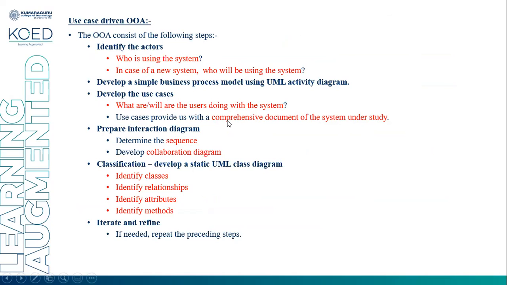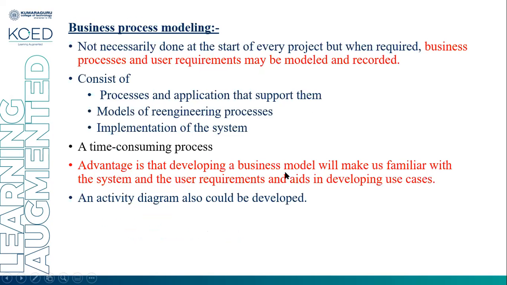Interaction diagram: develop a sequence diagram and a collaboration diagram. Classification: develop a static UML class diagram. In this, identify the classes, the relationships, the attributes, and the methods, then iterate and refine. If needed, repeat the preceding steps. So the steps of the object analysis are: identify the actors, develop a simple business process model using a UML activity diagram, develop use cases, prepare interaction diagrams, classification, develop a static UML class diagram, iterate and refine.